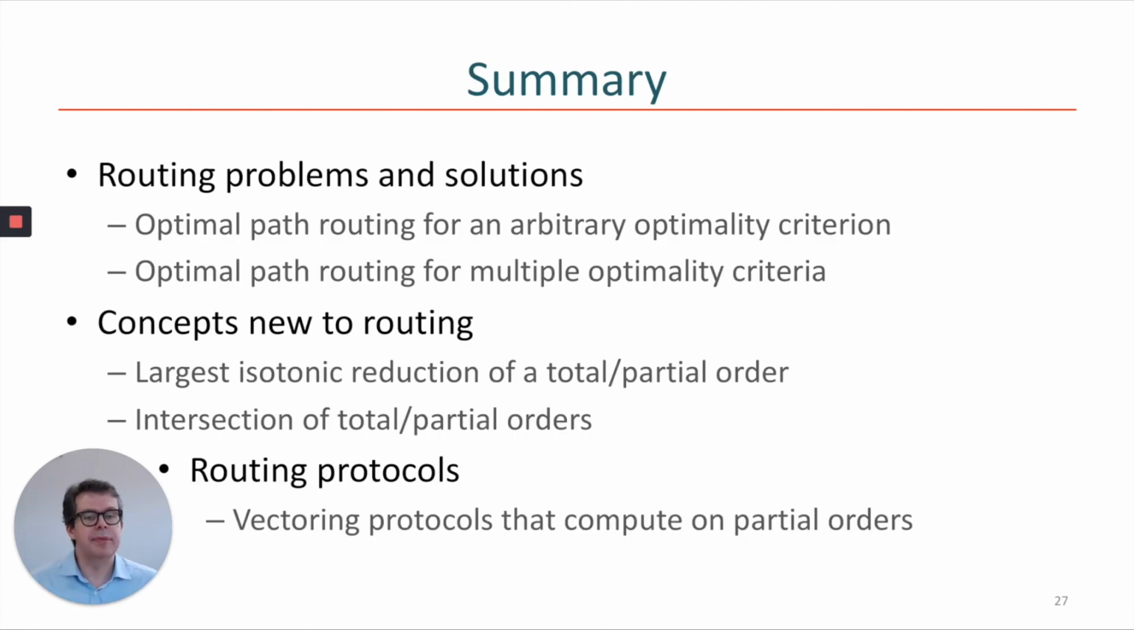We approach the end of the talk, and I would like to summarize the main ideas. We stated 2 routing problems and offered solutions to those problems: optimal path routing for an arbitrary optimality criterion, and optimal path routing for multiple optimality criteria. In the process of developing solutions to these problems, we introduced two new concepts to routing: the concept of largest isotonic reduction of a partial order and the concept of intersection of total orders or partial orders. Both concepts lead to partial orders, and we designed vectoring protocols that compute on partial orders.